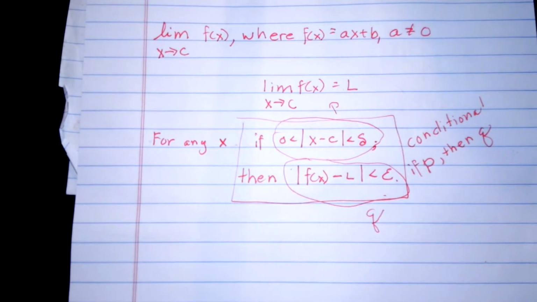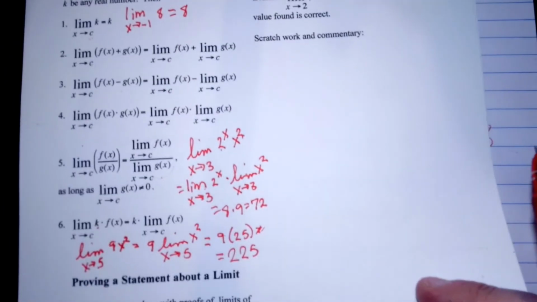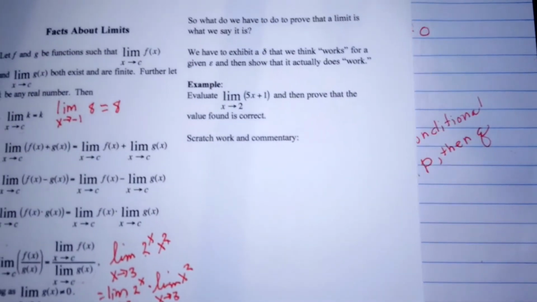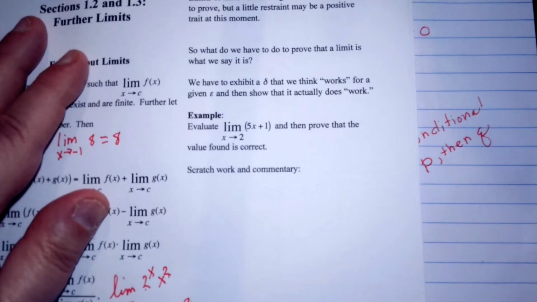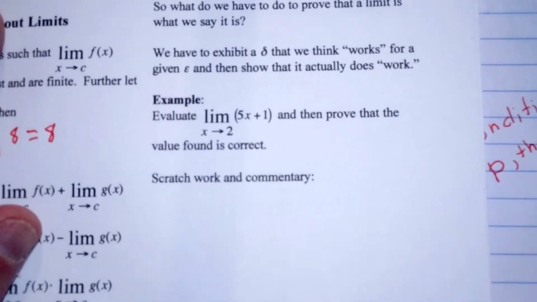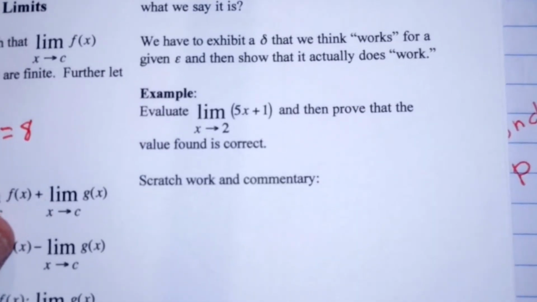So let's take a look at an example. Here we're asked to evaluate the limit as x tends to 2 of 5x plus 1, and then prove that this value that we found is correct.